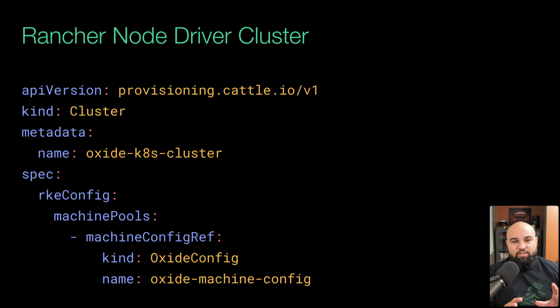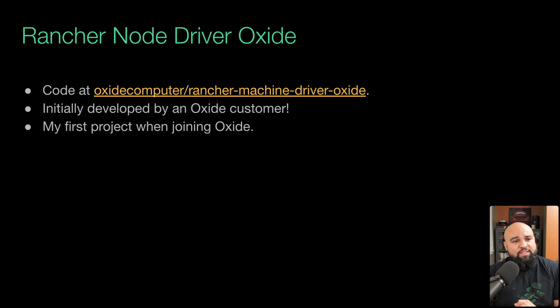And again, I know this is a Kubernetes manifest to deploy it to Rancher, but you could have deployed this via the Rancher UI as well. So the code for this is at oxidecomputer/rancher-machine-driver-oxide.